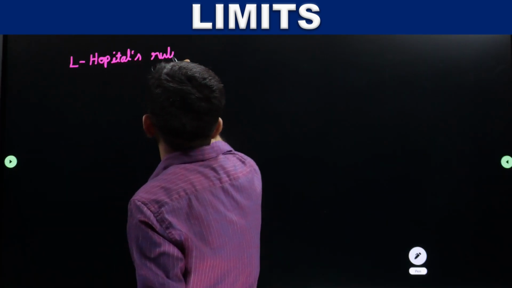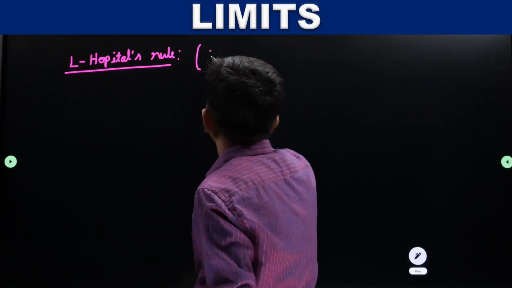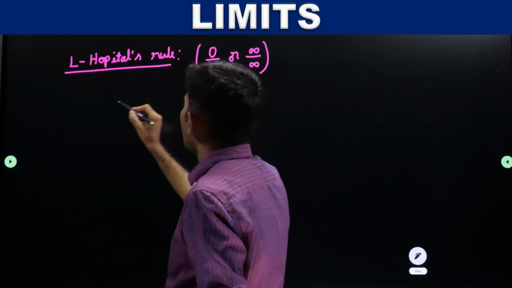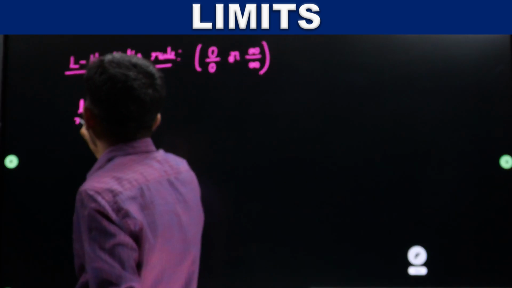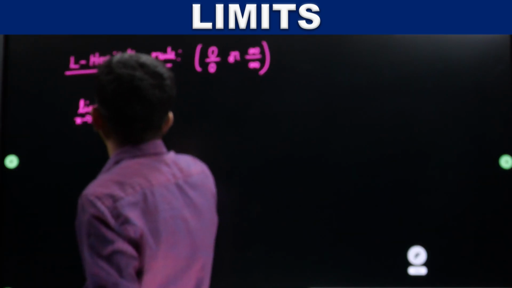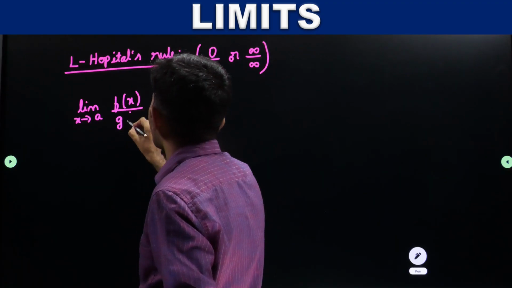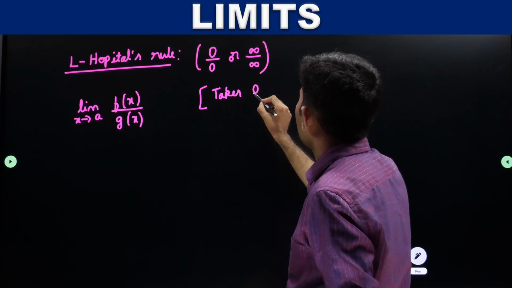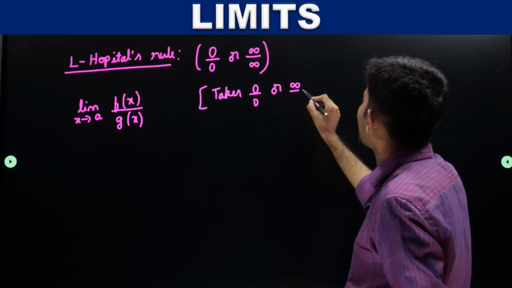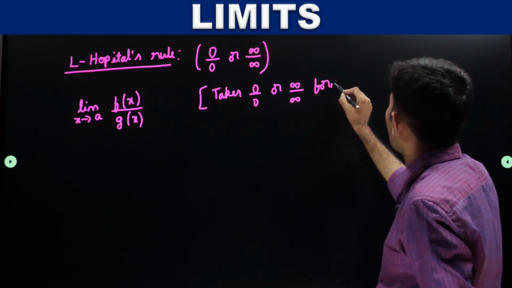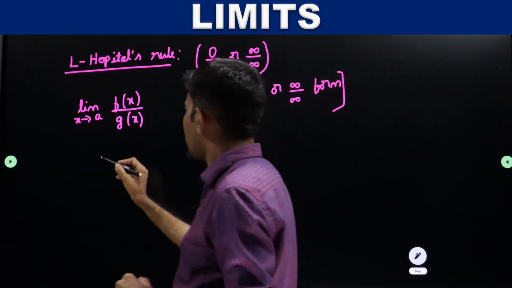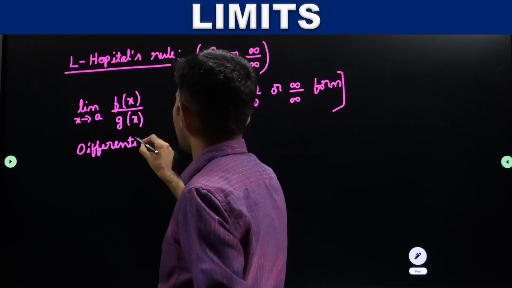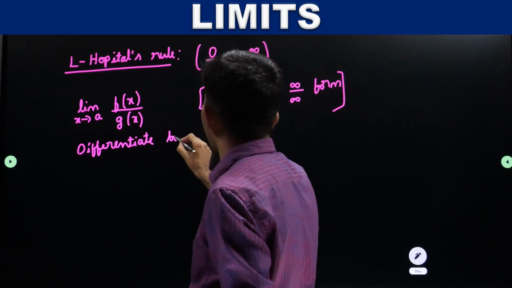L'Hopital's rule is applicable whenever the limit of the given function takes 0 by 0 or infinity by infinity form. Suppose the limit as x tends to a of f of x by g of x is given. If it takes 0 by 0 or infinity by infinity form, the L'Hopital's rule says you differentiate both numerator and denominator separately.